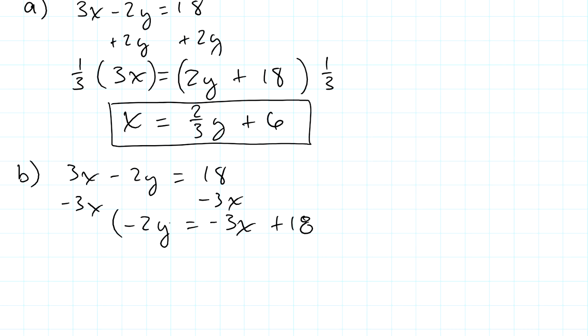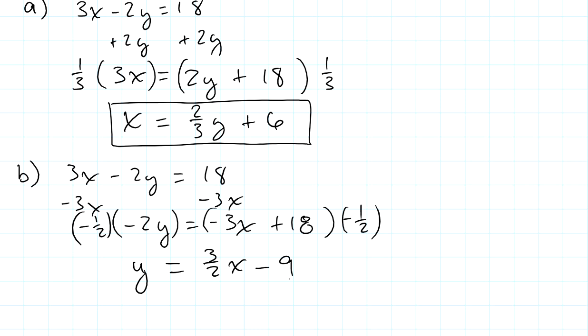And then to get y alone, I'm going to multiply both sides by the fraction negative 1/2. On the left-hand side, negative 1/2 times negative 2 is just positive 1, so we've got 1y. And that equals, now I need to multiply each of these by negative 1/2. Negative 3x times negative 1/2 would be positive 3/2 x. And then negative 1/2 times 18 would be negative 9. So this equation, y is equal to positive 3/2 x minus 9.